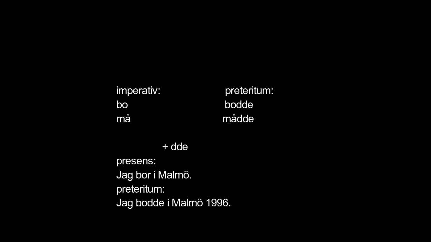The last group are the short verbs. Imperativ bo, preteritum bodde. Må, mådde. So the imperative form ends with a vowel, but here you add double DE to get the preteritum. Note how the pronunciation changes between imperative and preteritum when you emphasize the consonants instead of the vowel in the preteritum form. Bo, bodde, må, mådde. Jag bor i Malmö. Jag bodde i Malmö 1996.